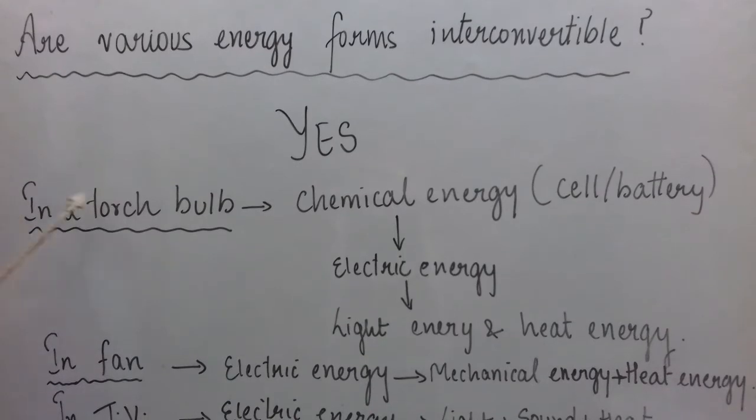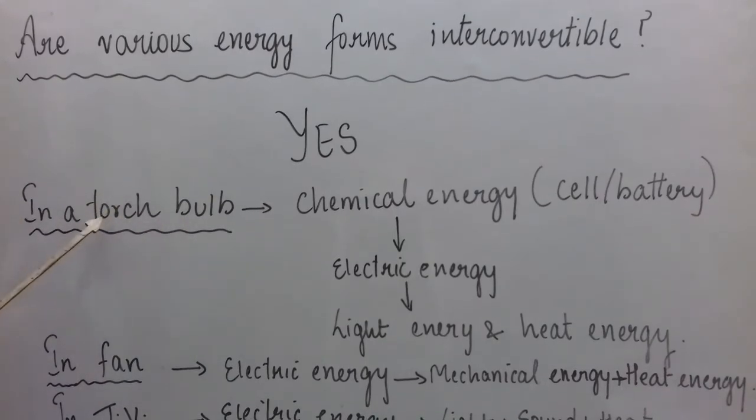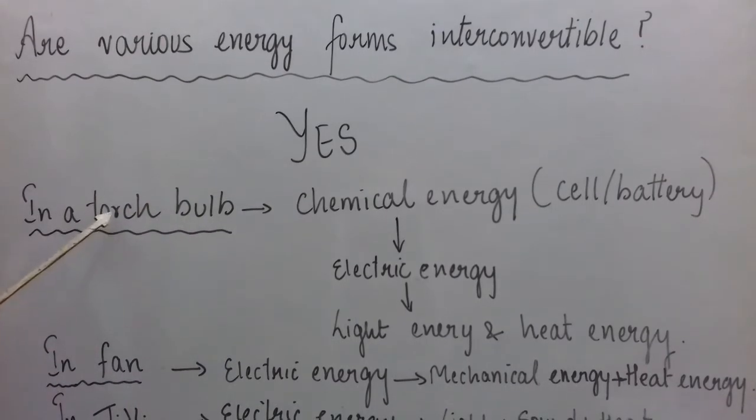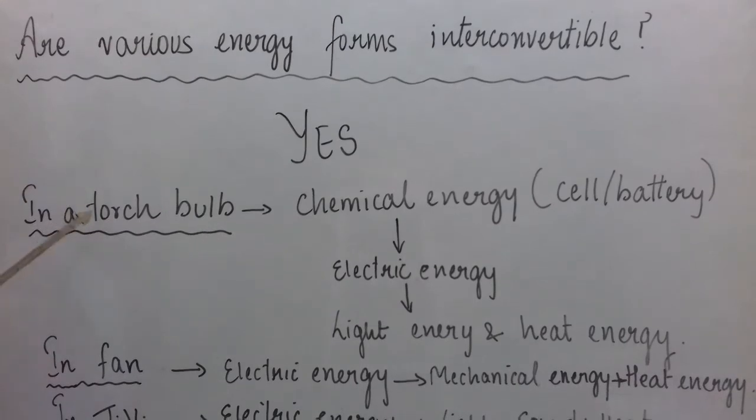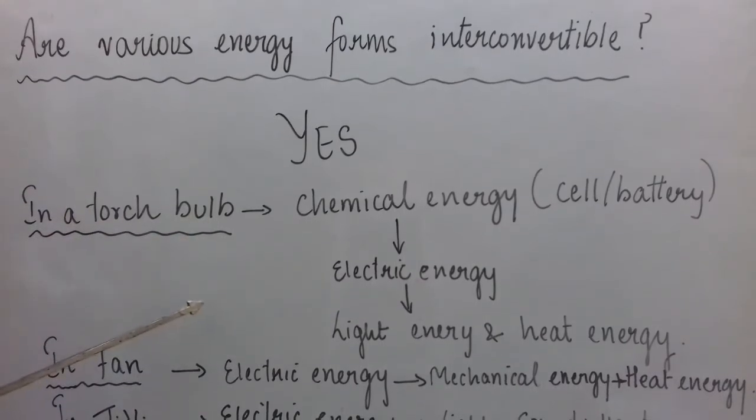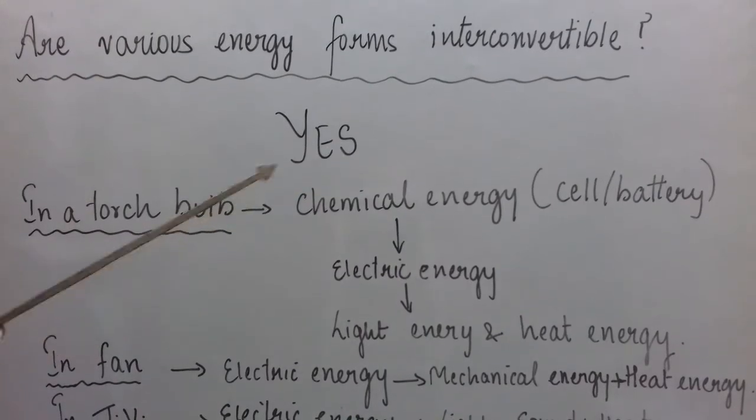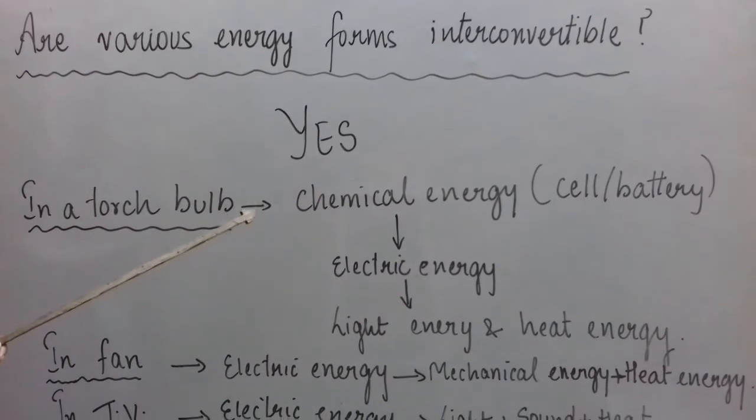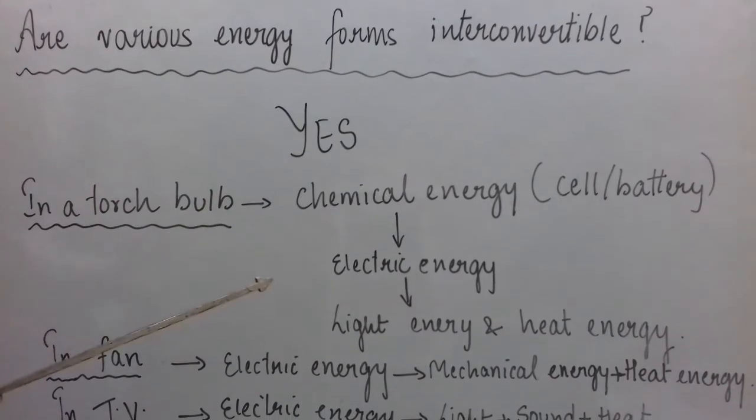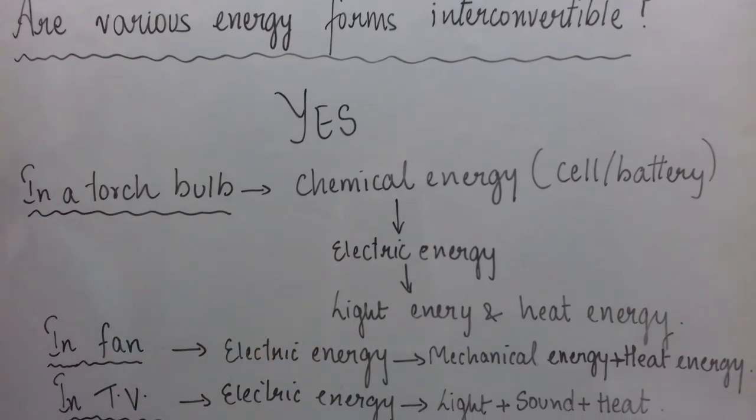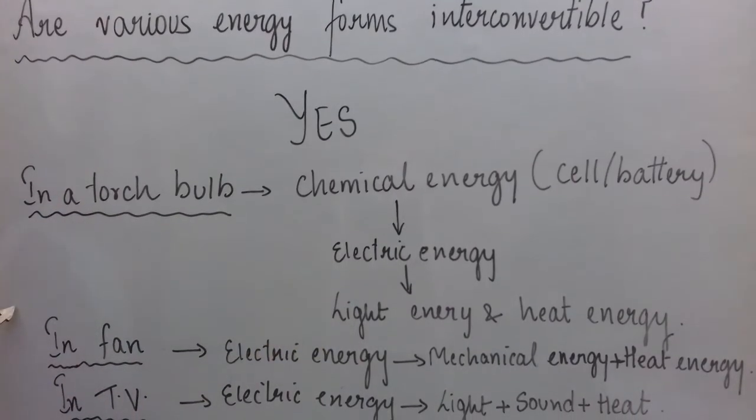Now if we talk about a torch bulb, we know a torch has a bulb and we use it to have light in a particular space in a room. So how does the conversion of energy take place there? We know in a torch we have a cell or battery. The cell or battery has chemical energy stored in it. It gets converted into electric energy, that gets converted into light energy and heat energy. This is a simple case of energy transformation.